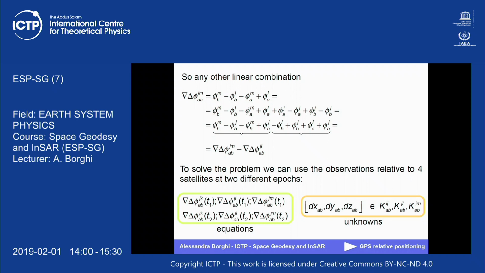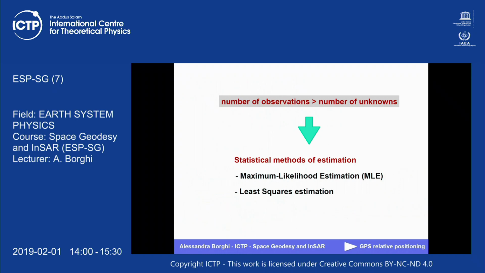So we have redundant observations, so we can use statistical methods of estimation, like maximum likelihood estimation or least squares estimation. But least squares, I think, is the most used method.